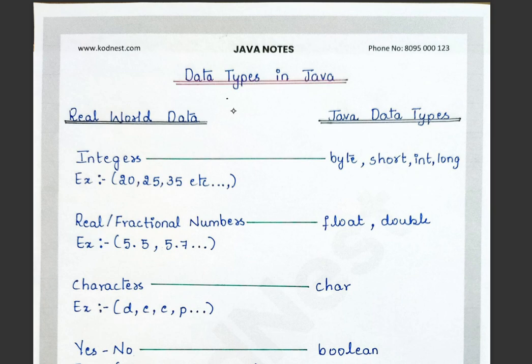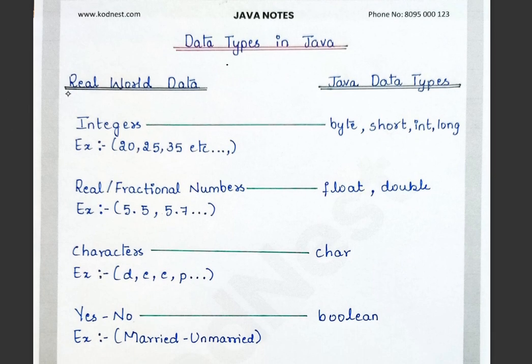We have different languages, and our written code is converted into bytecode, so we need to use certain syntaxes to store the data. For that we use data types. In this we have real world data and Java data types.